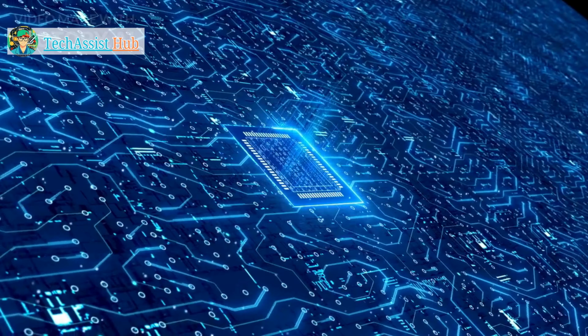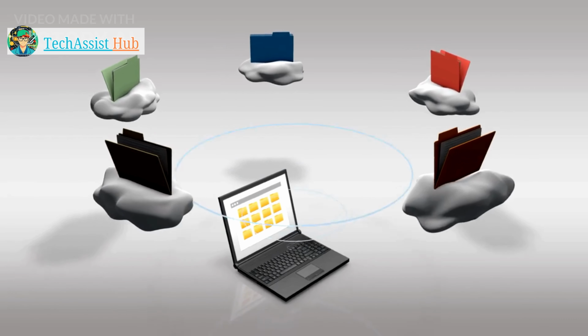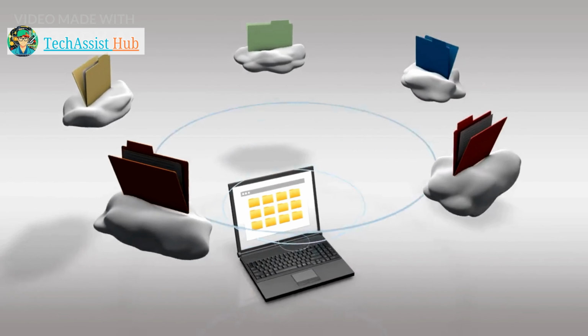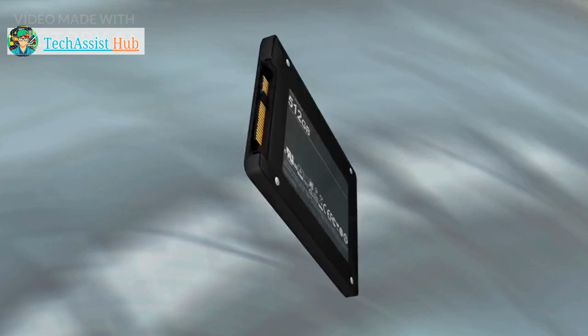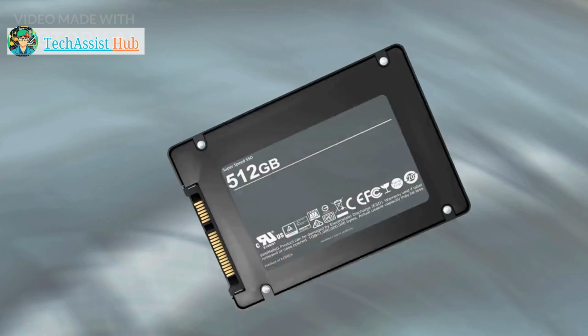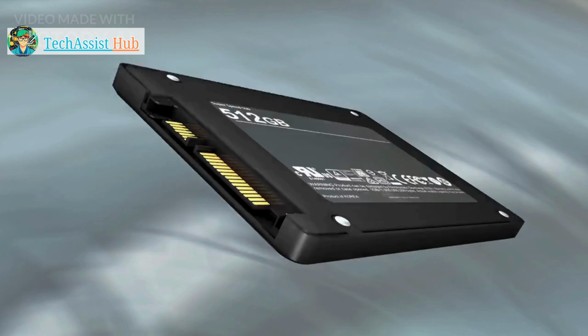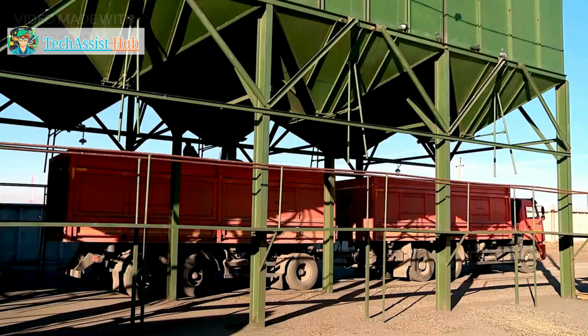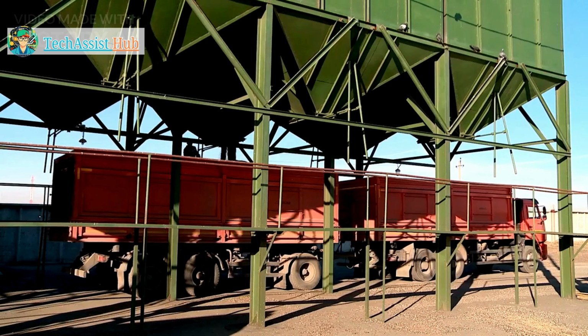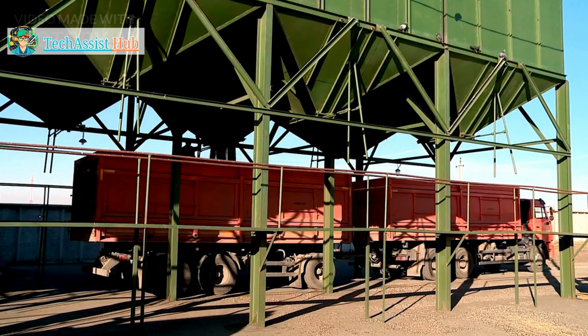Now let's talk about storage. This is where all your files, programs, and even the operating system live. Modern PCs usually have a solid-state drive, SSD, for speed, or a hard drive, HDD, for larger storage capacity. When you open a file, it gets loaded from the storage into RAM so the CPU can process it.